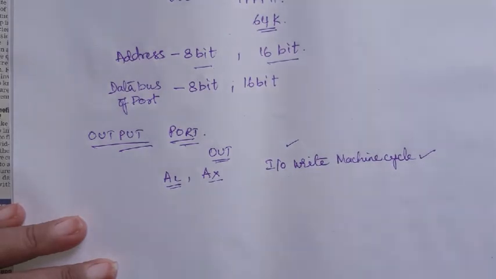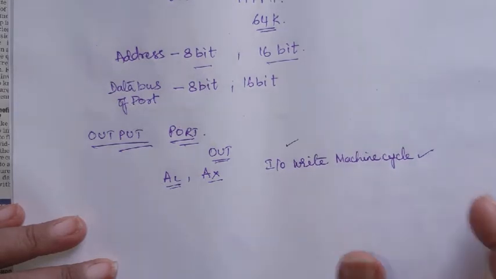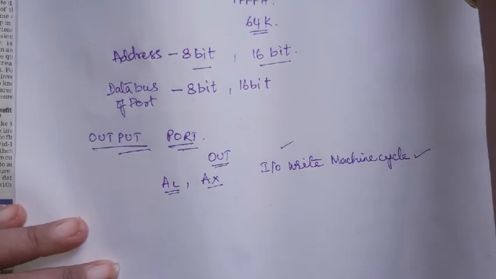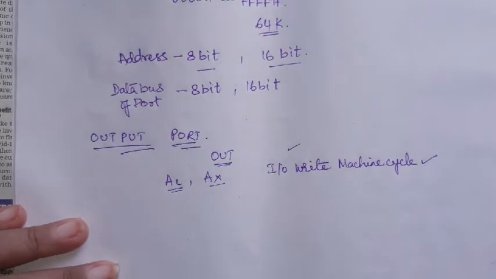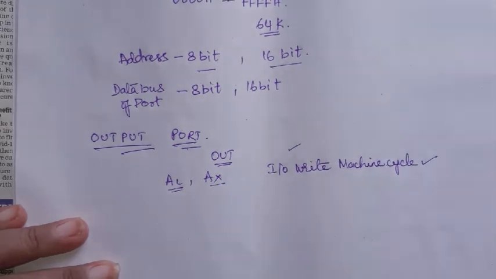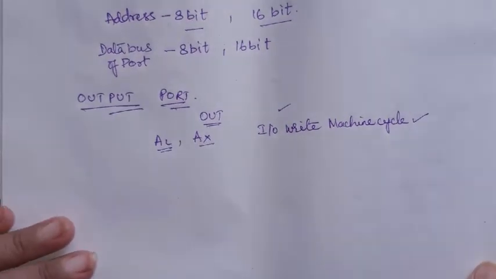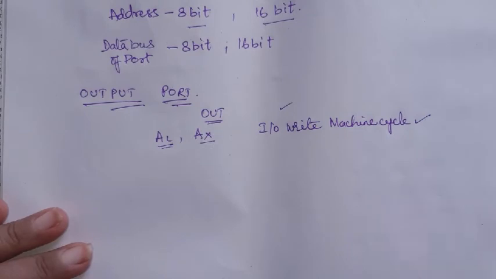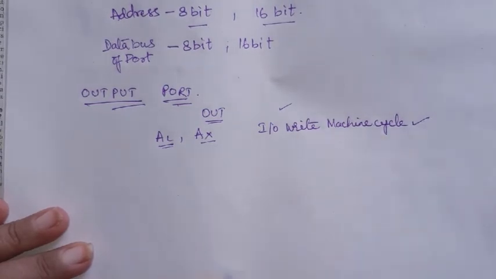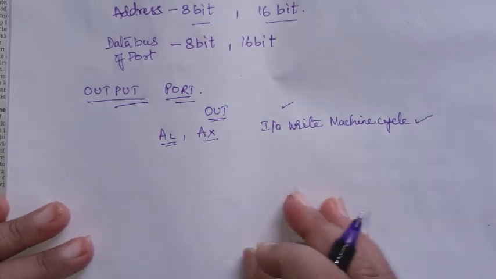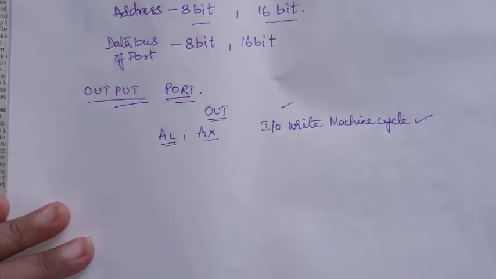Data will be available on the data lines until the end of the machine cycle. But for the output port to be able to use this data, it must be latched, because the processor speed is very high. For only one machine cycle, the data will be available at the output port. So there is a need for a latch.